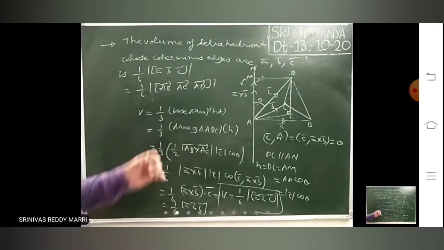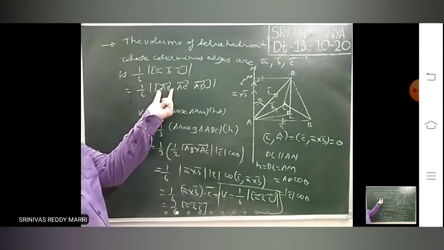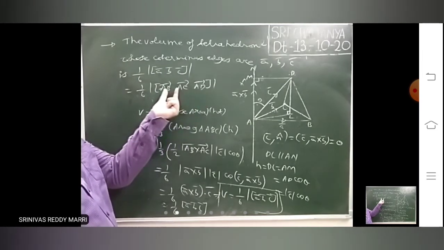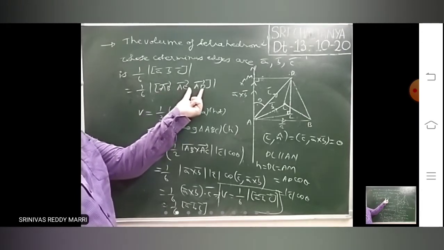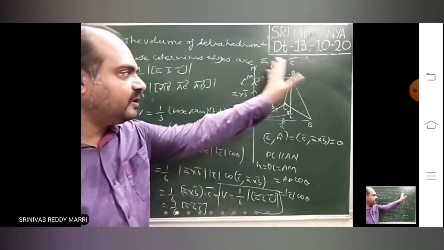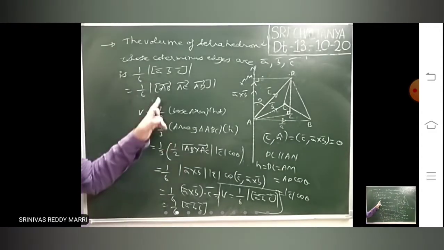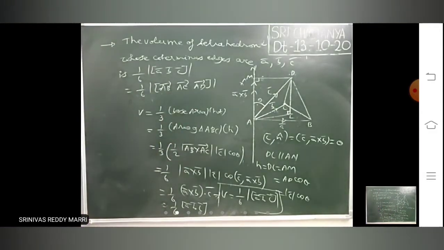If 4 points are given, the volume is 1/6 into box of AB bar, AC bar, AD bar. That means this is A bar, this is B bar, this is C bar. You will find these vectors, since 4 position vectors will be given to you. In that case, use this formula: 1 by 6 into box of AB bar, AC bar, AD bar. If 3 vectors are given, use this formula; if 4 points are given, use this formula.